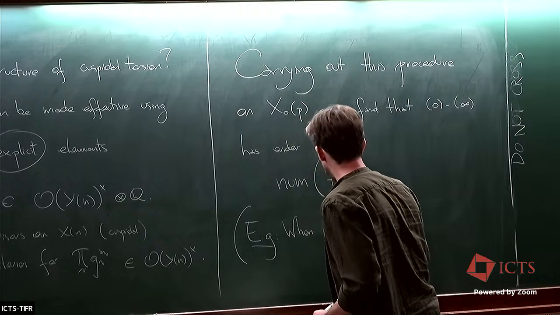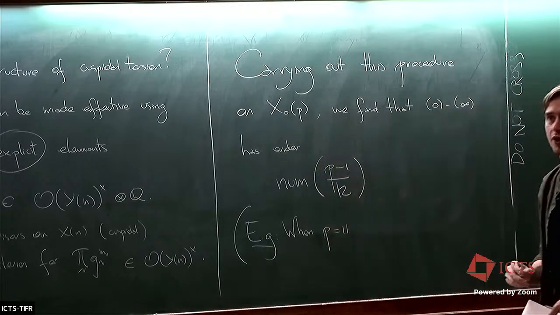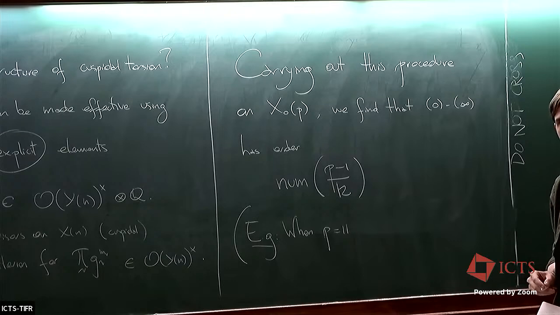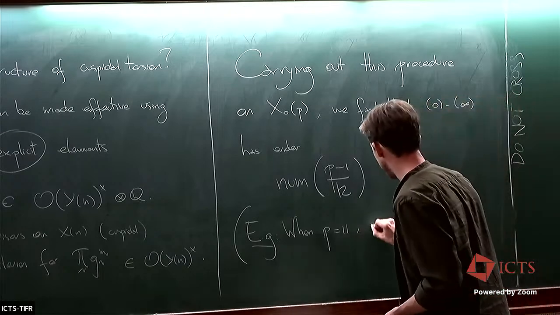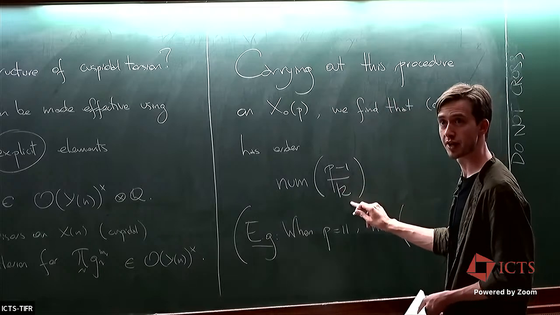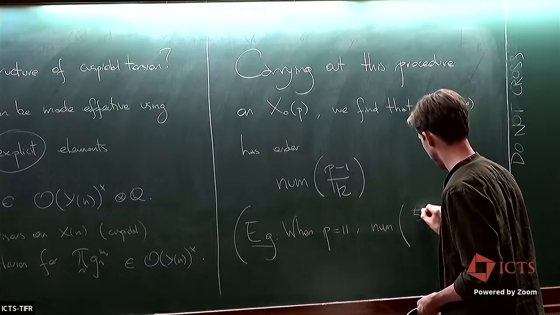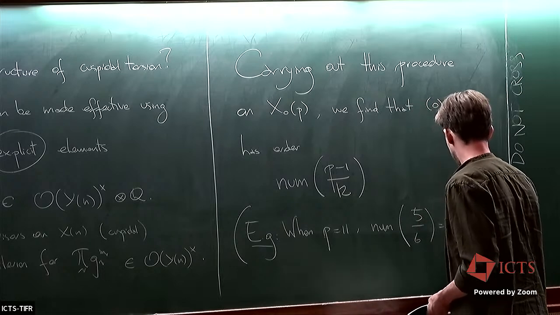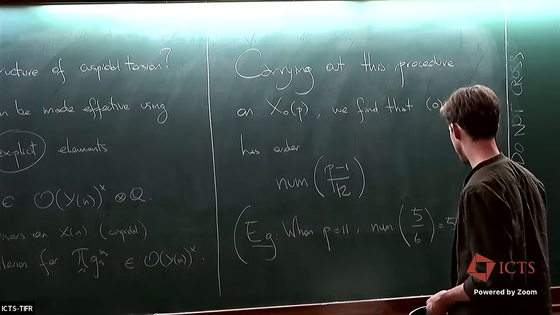when p is equal to 11, our old friend X1(11), the elliptic curve that we found last time, what does that come out to be? Well, it's the numerator of 11 minus 1, which is 10 divided by 12. That's 5 over 6. Well, that's 5. Isn't that funny?